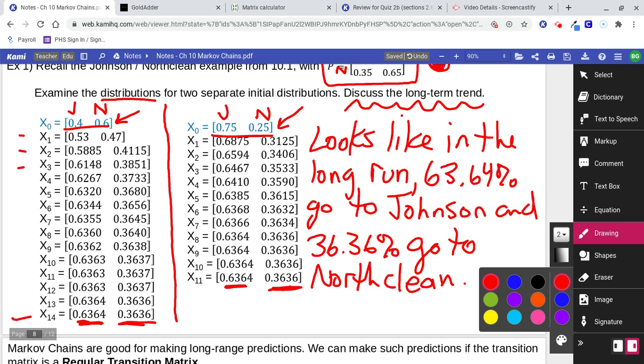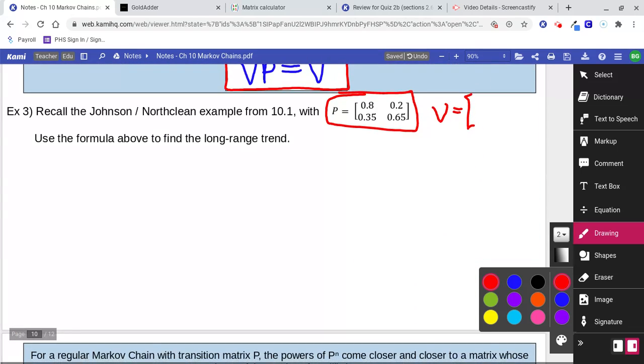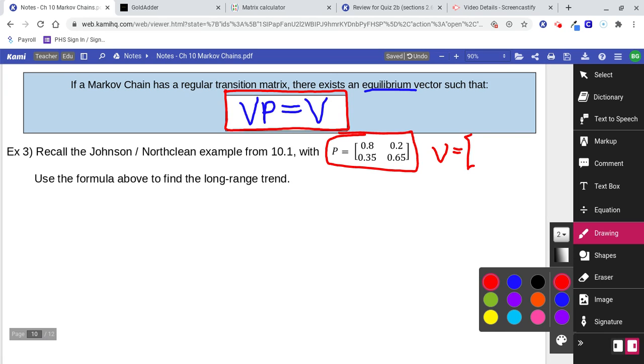Initial distribution. But right now, I don't have any numbers, so I can't tell you 0.4, 0.6, or 0.75, 0.25. I don't know what they are, so I'm just going to use variables. X will be whatever is the percent that goes to Johnson, and Y will be whatever is the percent that goes to Northclean. That's my initial distribution. I don't know what it is. It's unknowns. It's variables. But that's going to be my vector. So if you take VP equals V, this says use the formula above. That's what I'm going to do.